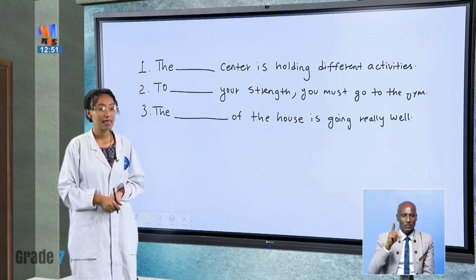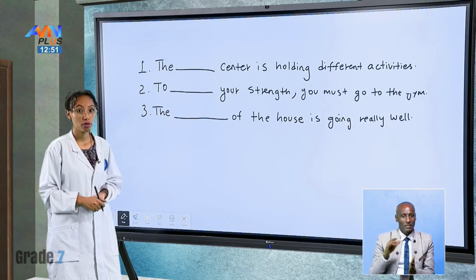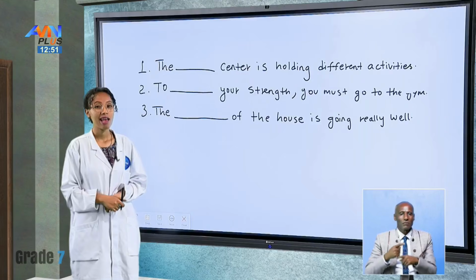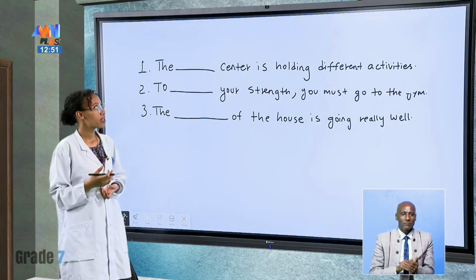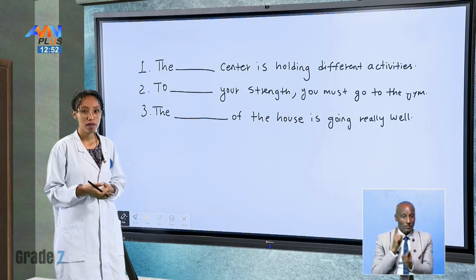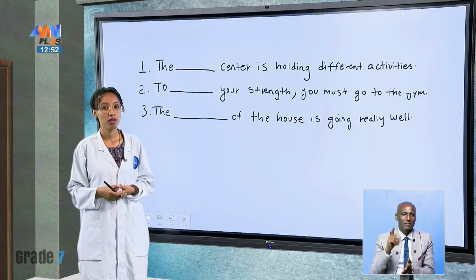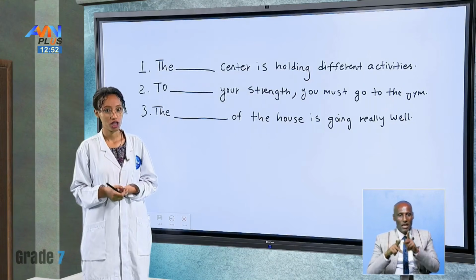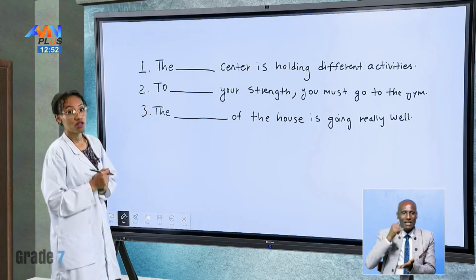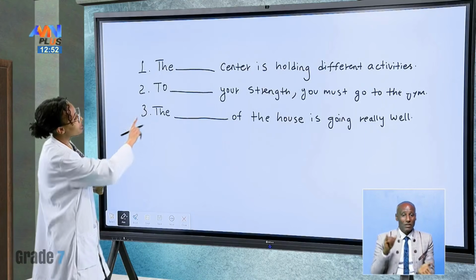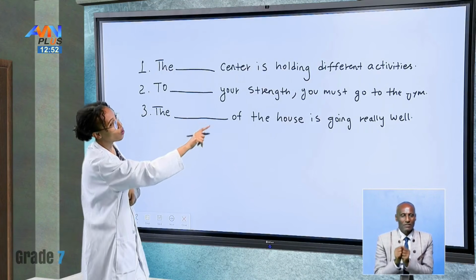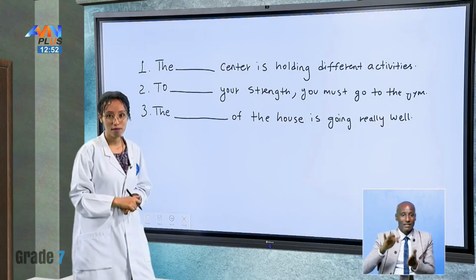Okay, I think that's enough time, and I'm sure you have tried this again, and you may have gotten everything correct and some not correct, but it is okay. That is the process of learning. We lose some and we achieve some. Okay, so let's do it together. The dash center is holding different activities.